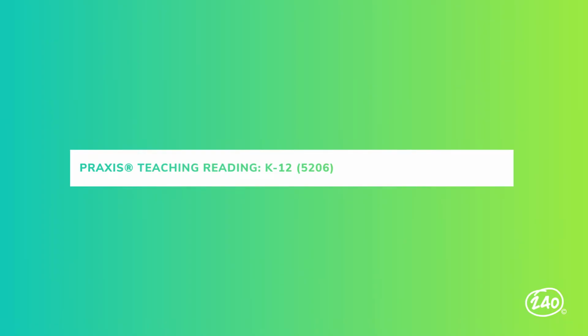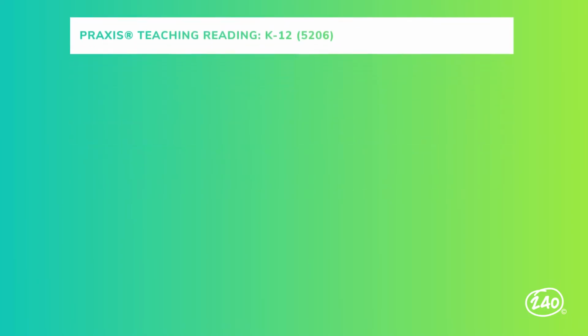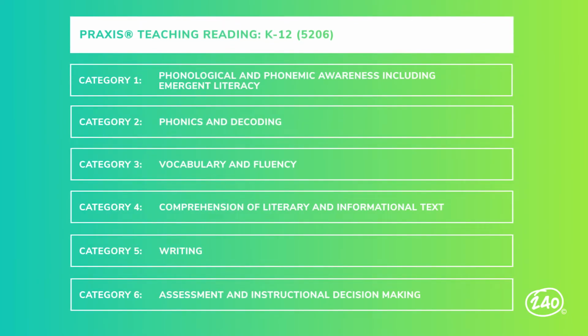Now, the Teaching Reading K-12 exam consists of 6 content categories. Phonological and phonemic awareness, including emergent literacy. Phonics and decoding. Vocabulary and fluency. Comprehension of literacy and informational text. Writing and assessment and instructional decision making. The good news is categories 1 through 5 are already in the order that students typically follow in learning to read, so we'll go over those sequentially.